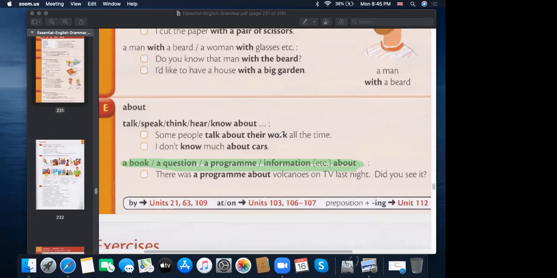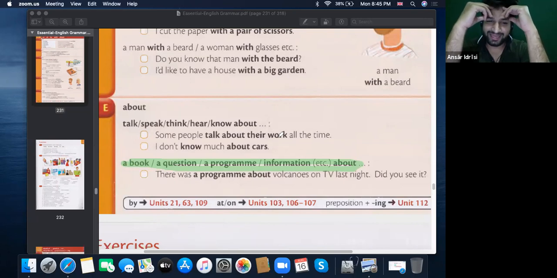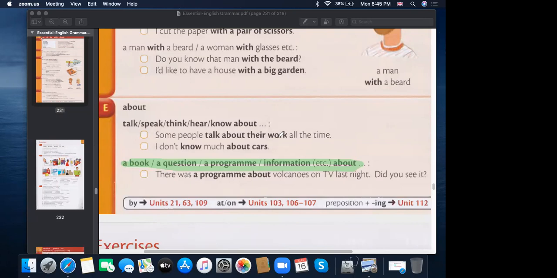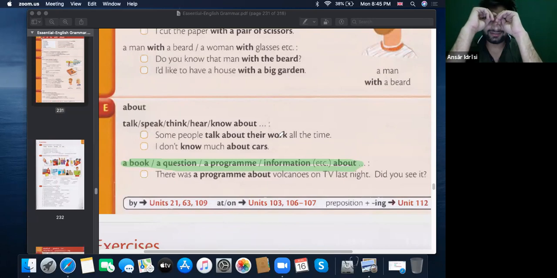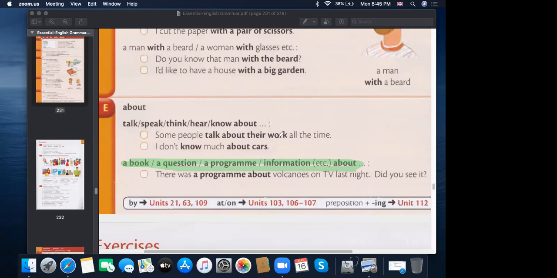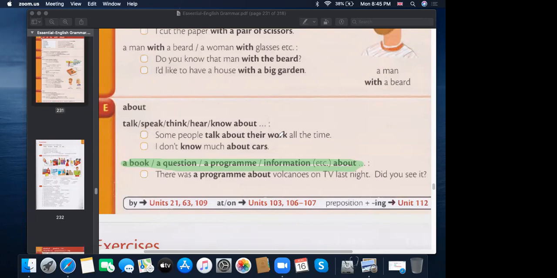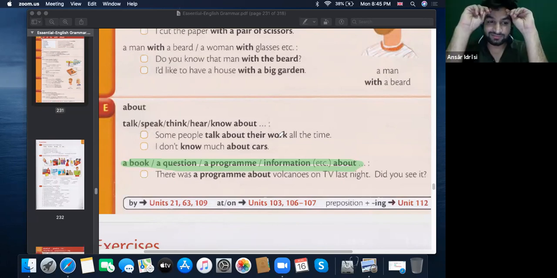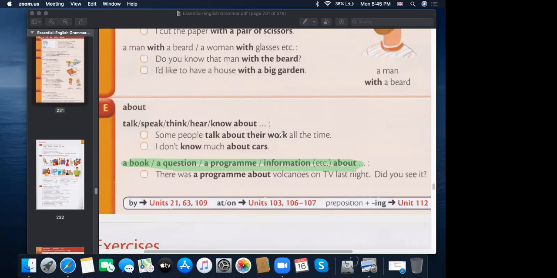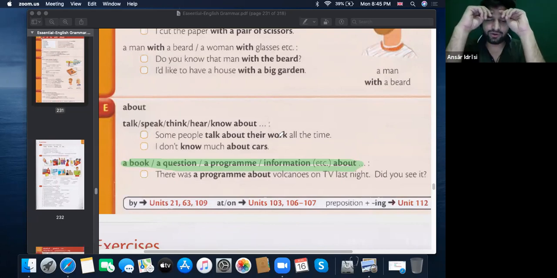A question about medical. He asked me a question about medical. This book is about information technology. I have a question about COVID-19. A program about Mendix. I have a doubt about that concept.